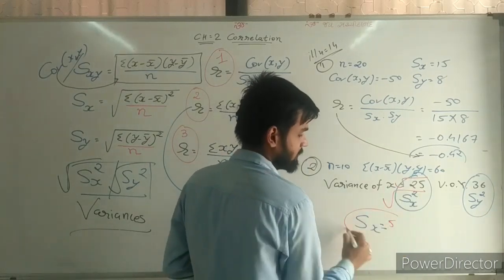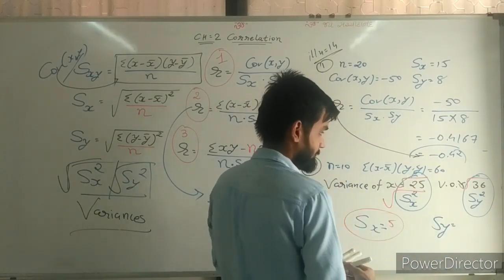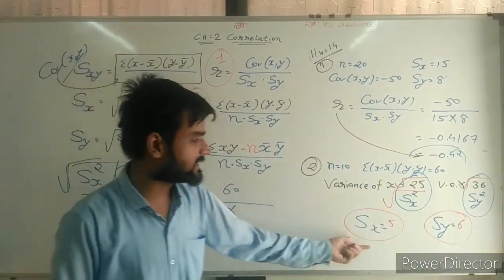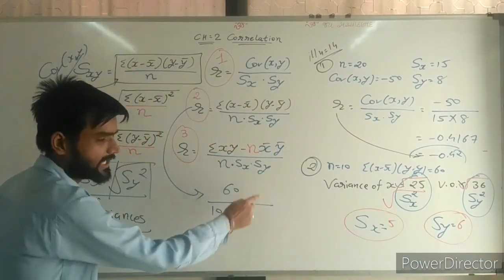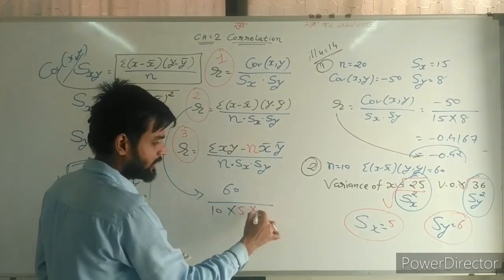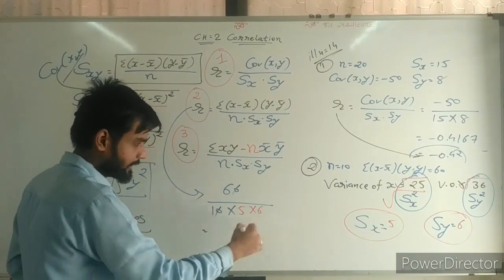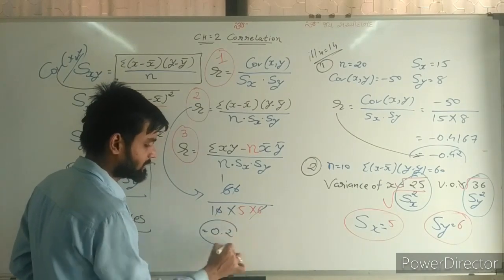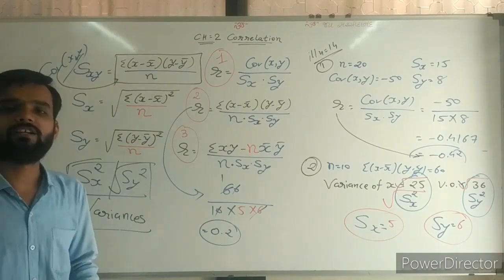So the root of 25 is 5. Sir, simple. Find the root of this also, and we are getting Sy as 6. So Sx is equal to 5 and Sy is equal to 6, the simplest one. Now we use Sx and Sy here, because we cannot write the square here. So into 5 into 6. Now, sir, 0 and 0 cancel. 6 ones are 6, 1 upon 5, 5 twos are 10, 0.2. Simple. So the value of r is 0.2.